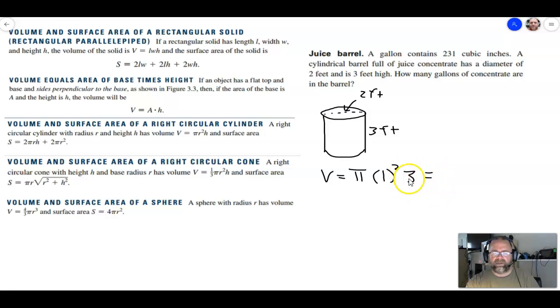And that's going to give us, we're going to square this first. So that'll give us 1 times 3 times pi. So that'll just give us 3 pi. And this is going to give us feet cubed.